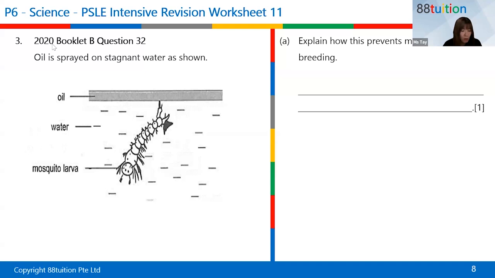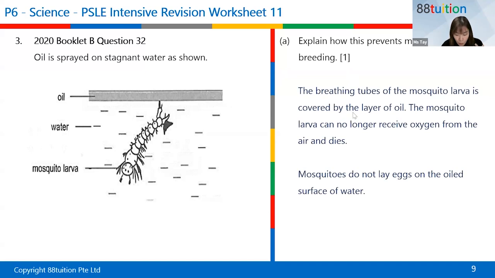Now, 2020, booklet B. I know you have seen the ones for 2021, 22, and 23. So let's look at 2020. Now, oil is sprayed on stagnant water as shown. So they ask you how this prevents mosquitoes from breeding. Some of you will struggle with this kind of answer, right? So how do you write the answer?